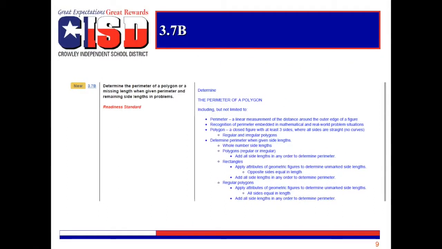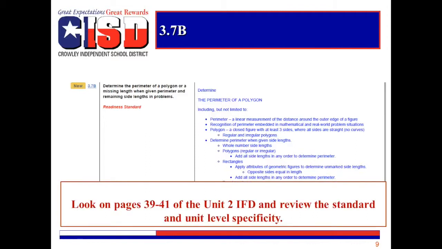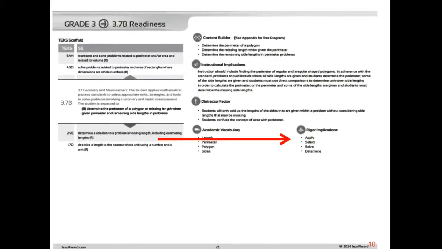Now let's focus specifically on the hotspot. As you can see, this is a readiness standard. This standard is part of Category 3, Geometry and Measurement, which makes up 22% of the STAR Blueprint assessment. Please take a moment to pause the video to look on pages 39 through 41 of the Unit 2 IFD and review the standard and unit level specificity. On this Lead Forward Field Guide slide, please take time to reflect on the level of rigor students will need to apply, select, solve, and determine.